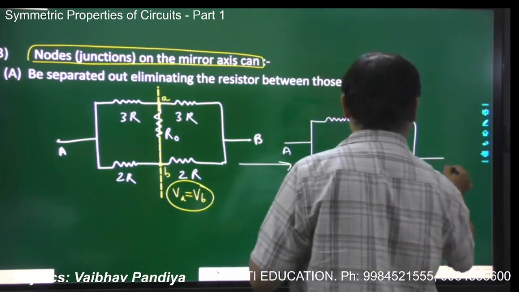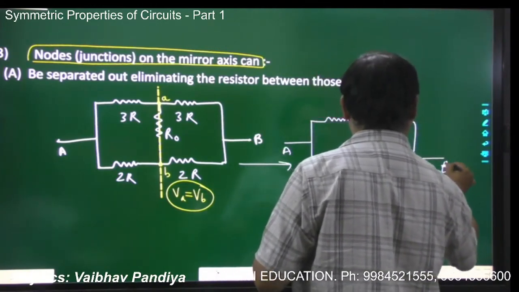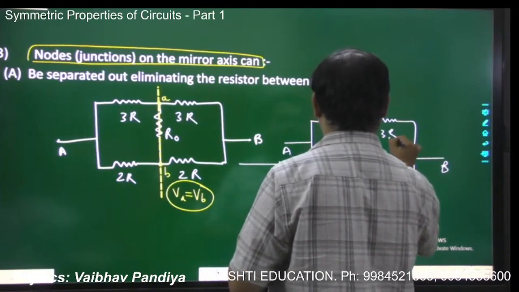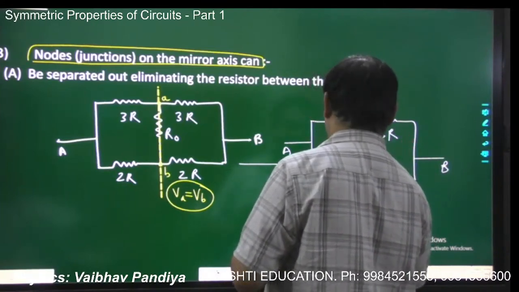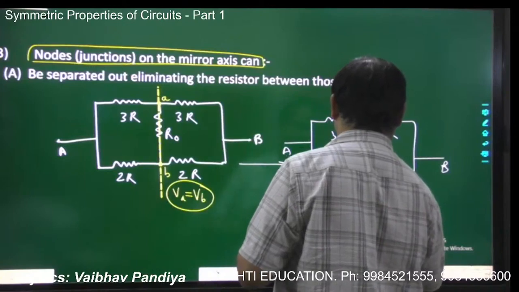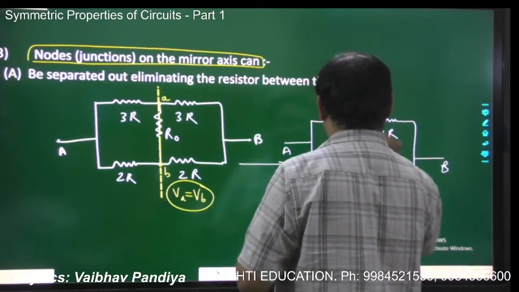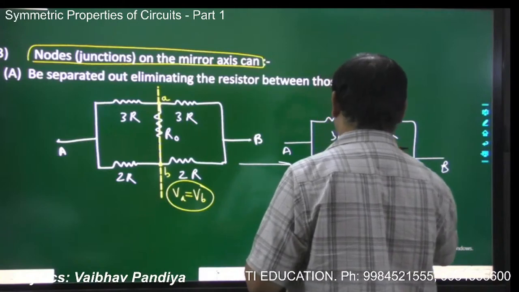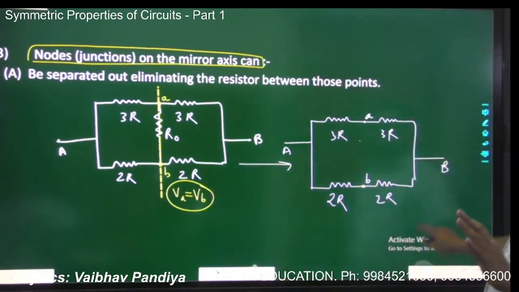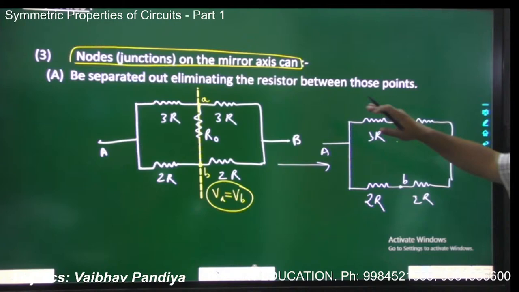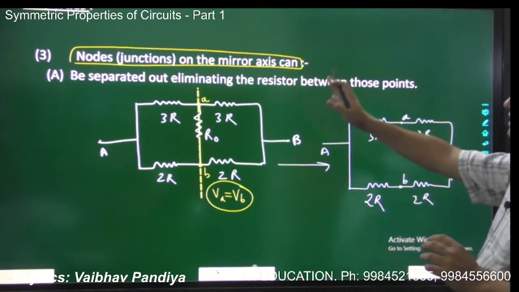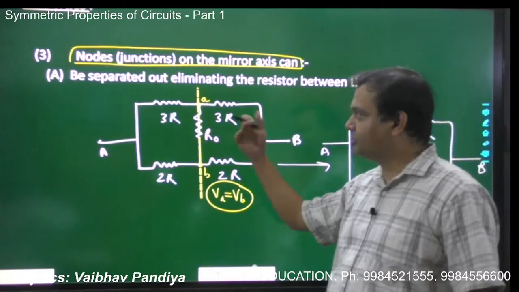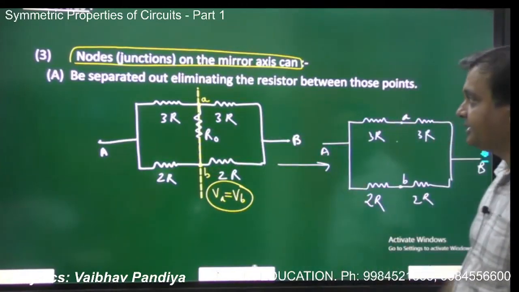A, B, and this is your 3R, this is your 3R, this is your 2R, and this is your 2R, and this is point A, and this is your point B. There is no role of R naught, you have eliminated R naught. So that is the first property for the nodal points on the mirror axis. If there is some element between such nodal points, you can remove that element. Okay, note it down.